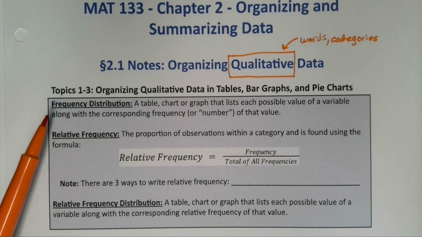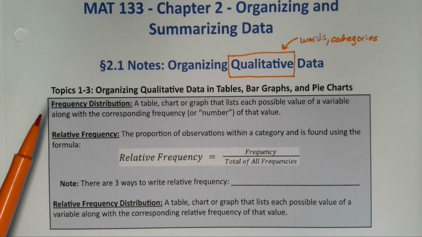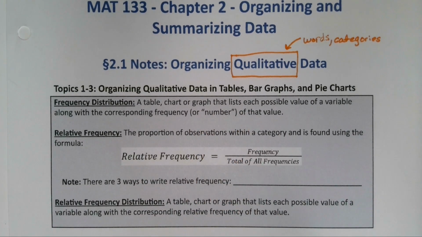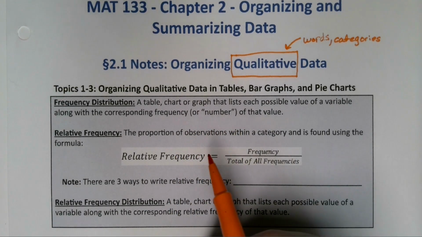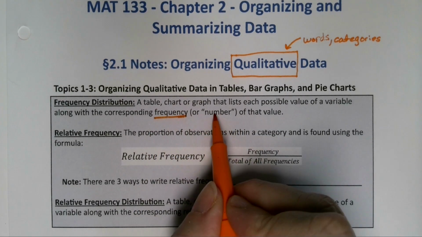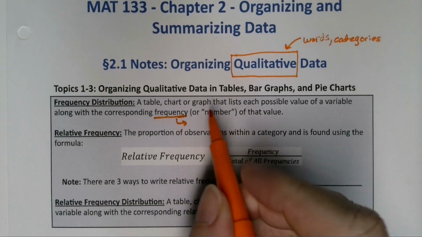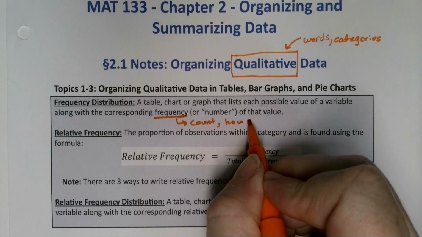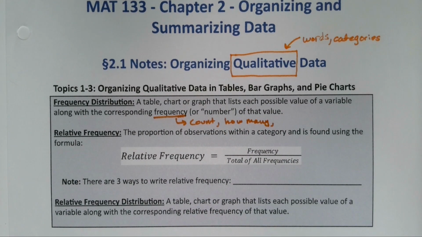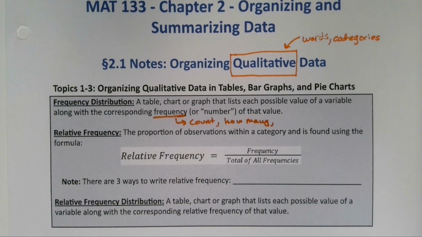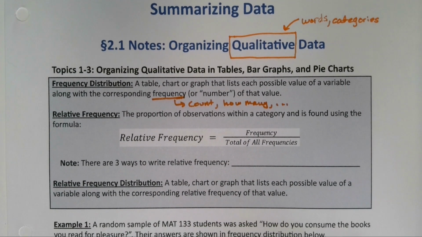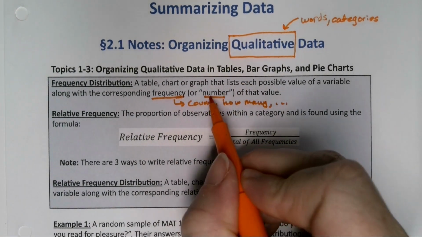A frequency distribution, we will talk about distributions a lot in this course. Those are tables, charts, or graphs that list each possible value of a variable along with the corresponding frequency or number of that value. Frequency can be written several ways. Number is one of them. Count is another one. How many, or that kind of thing. So I'll just put dot, dot, dot there because it could be several different terms. The most frequent ones are frequency and number.